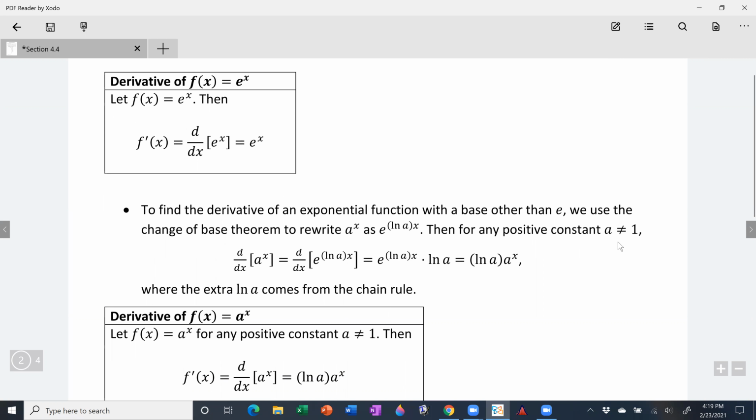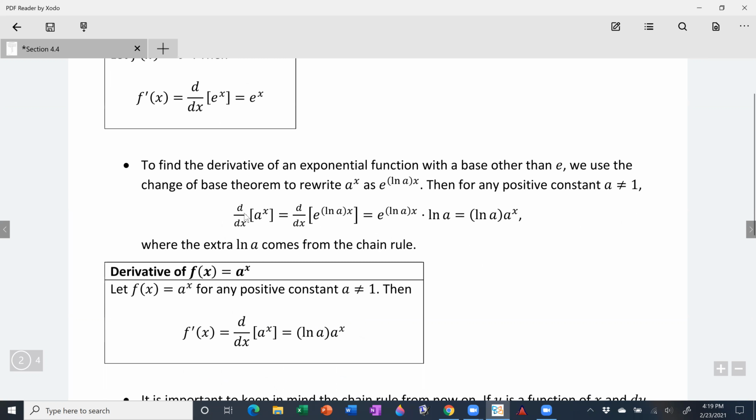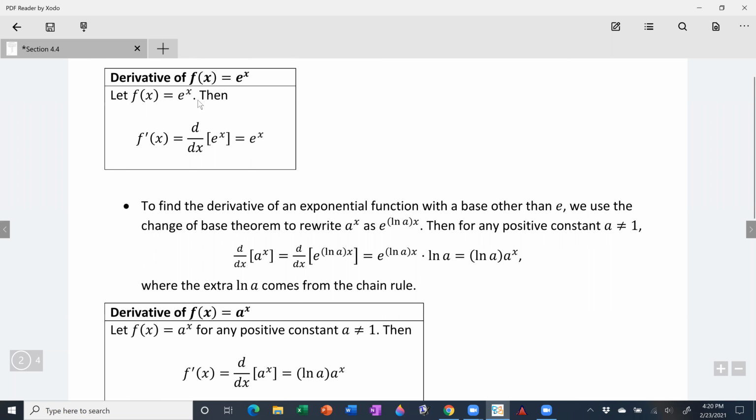So for any positive constant a not equal to 1, the derivative of a to the x is going to be the derivative of that reworked version with the change of base theorem. We have to be a little careful, because this is not just e to the x. This is e to the (ln a)x. Remember, ln a is just some number, since we're letting a be a constant, so this is just some number times x. So for the derivative of e to the something times x, the result that we just got is that it should be itself. But then what is this times ln a?